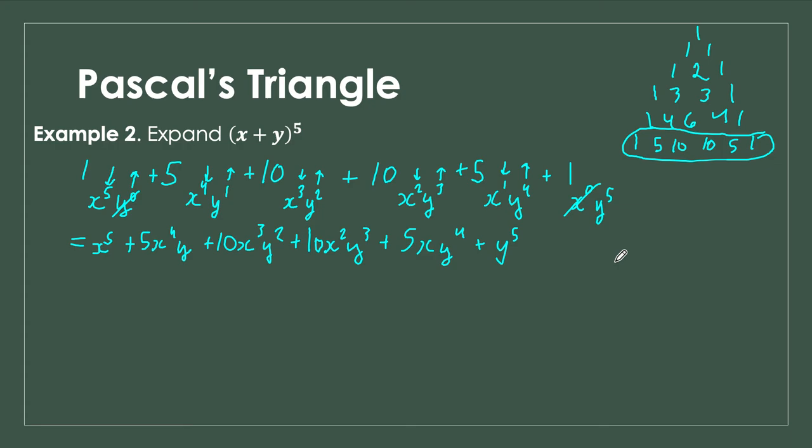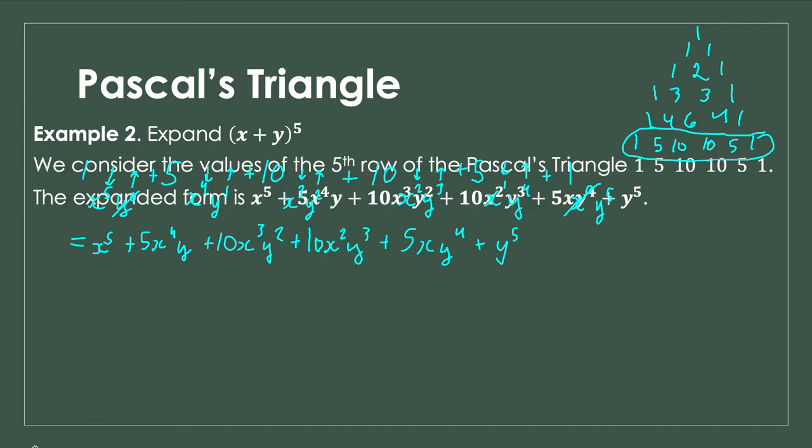So x raised to 5 plus 5x fourth y plus 10x cubed y squared plus 10x squared y cubed plus 5xy to the fourth plus y raised to 5. And that's going to be the answer here. I'm going to delete those written symbols here, and then we can see that our answer is the same as the answer key right here. So as you can see, we have x to the fifth plus 5x to the fourth, and you can see it yourself.